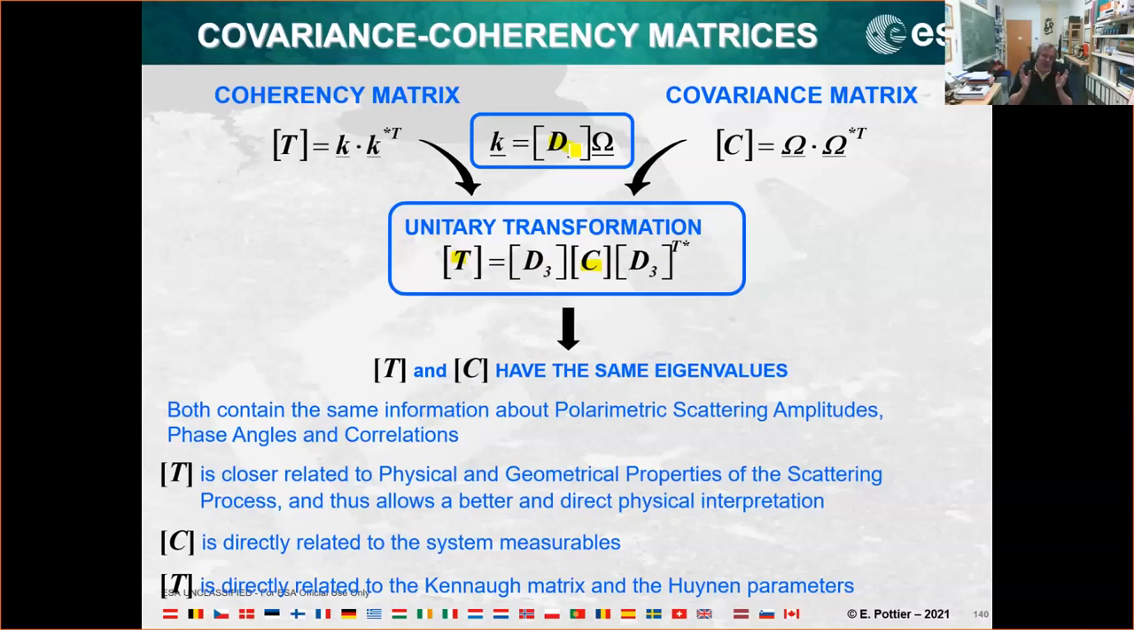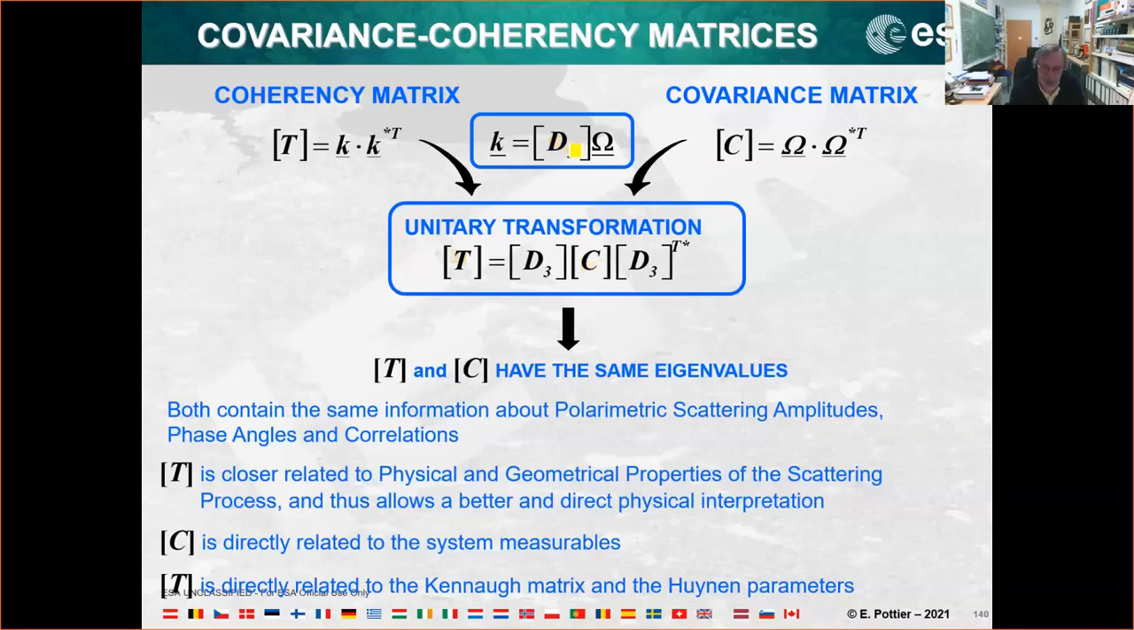What is important also is that these two matrices have exactly the same eigenvalues. And remember that the eigenvalues correspond to the rank of the matrix. It is from the eigenvalues that you construct everything. So as I have explained here, both matrices contain exactly the same information, but they are not represented in the same way. This is why we prefer to use the T matrix, the coherency matrix, because I am more close to the physical and geometrical properties of the scattering process. So for me, it's easier to provide a very simple scattering or physical interpretation. But if I want to derive or construct my radar system, in such a case, I shall use more the covariance matrix, the C matrix, because I am more close to the system with the hardware.